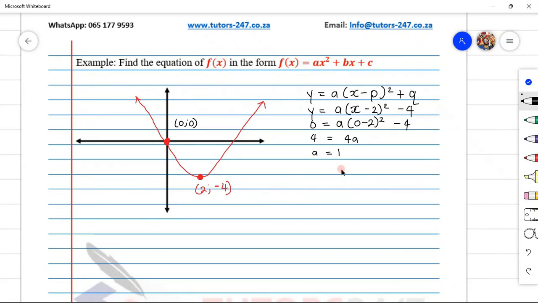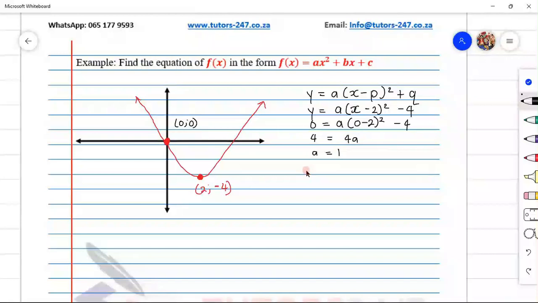Now, in both methods, whether you're dealing with your turning point form or your x-intercept form, the goal is to solve for a. So once you solve for a, you are then able to substitute a, p, and q into your turning point form, which will then allow you to get your function. So even when you're dealing with your x-intercept form, the goal is to solve for a so that you can substitute a, x1, x2 into your x-intercept form in order for you to find your function.